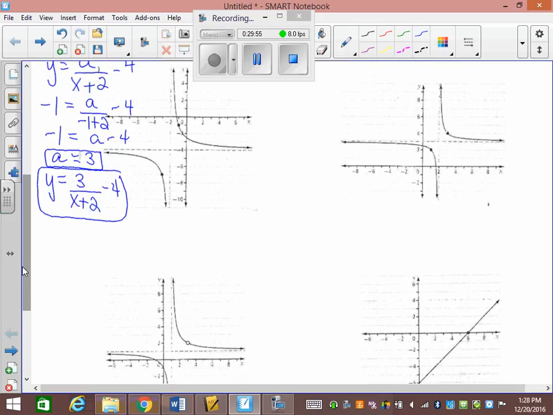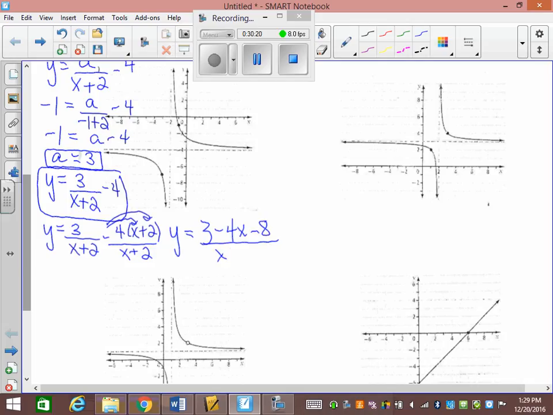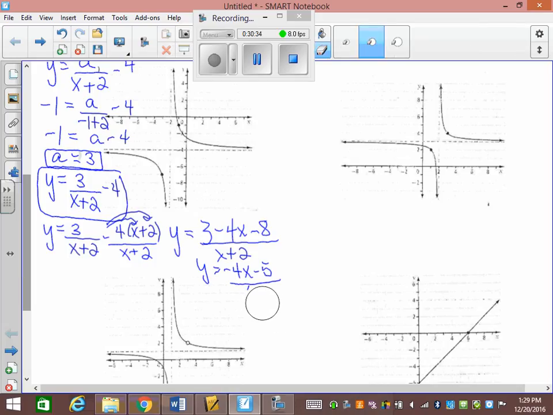Which is a good answer, but if I want to put it together in the other form, it's going to be y equals 3 over x plus 2 minus 4, x plus 2, x plus 2. So you're going to get y equals 3 minus 4x minus 8 over x plus 2. So you're going to get y equals negative 4x minus 5 over x plus 2. Wow, my computer is writing really awful.